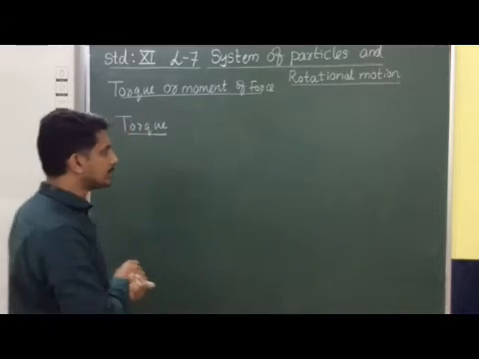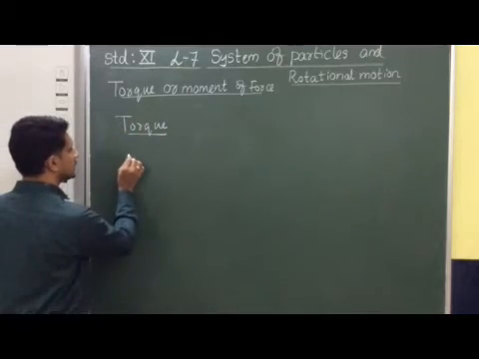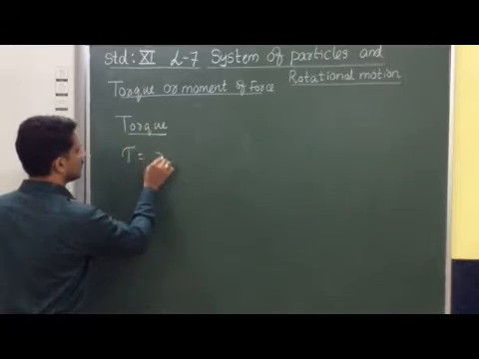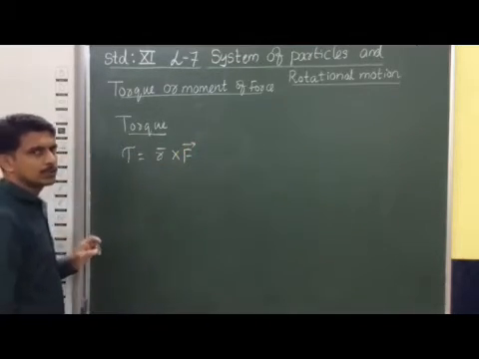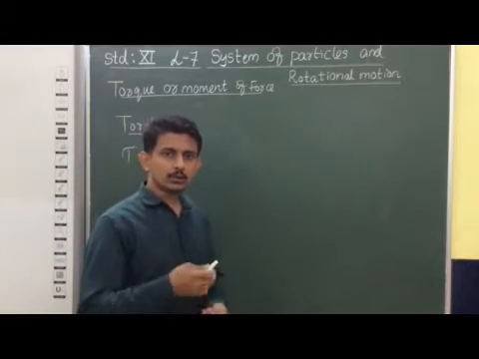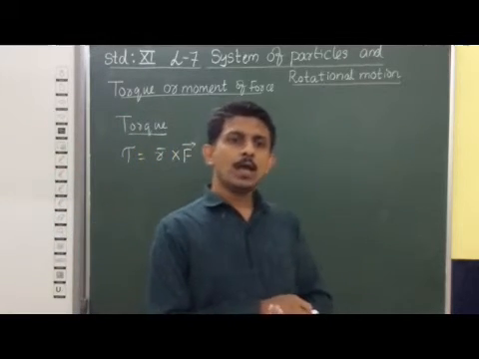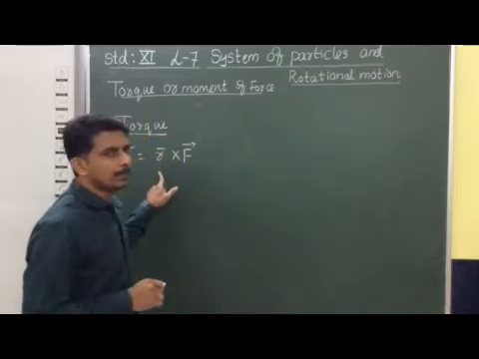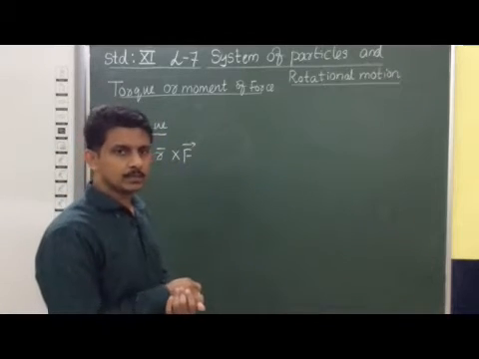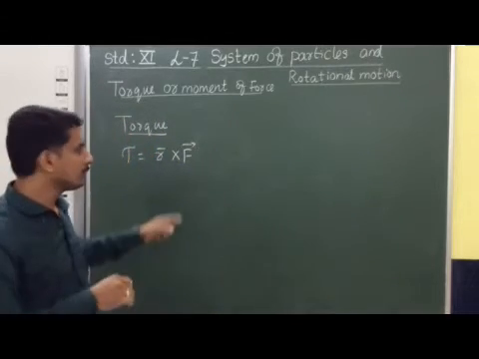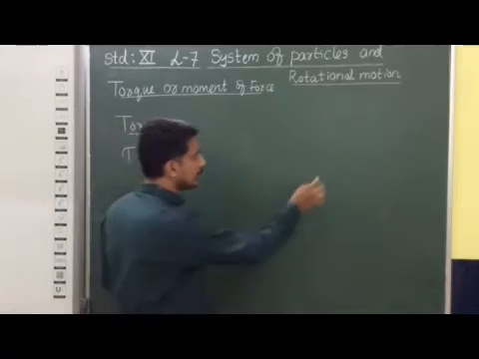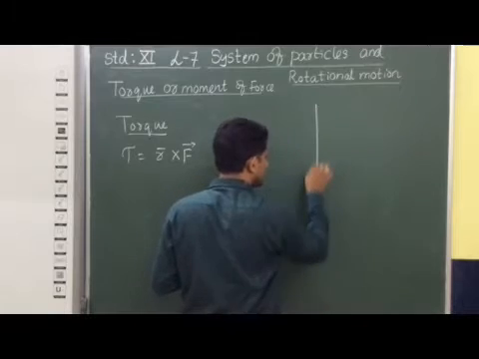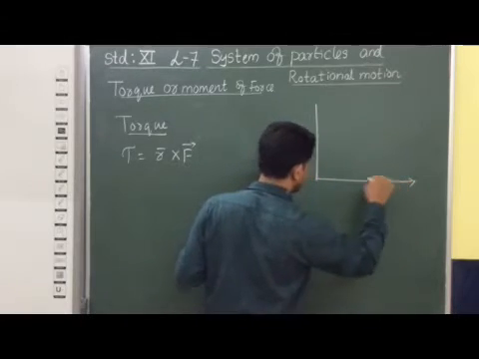So we can say that the torque acting on this object is torque tau equal to r cross F. So it is a product of the magnitude of the force acting on the body and the perpendicular distance from the axis of rotation at the point from where this force acts. Here we can understand the situation with the help of an example.